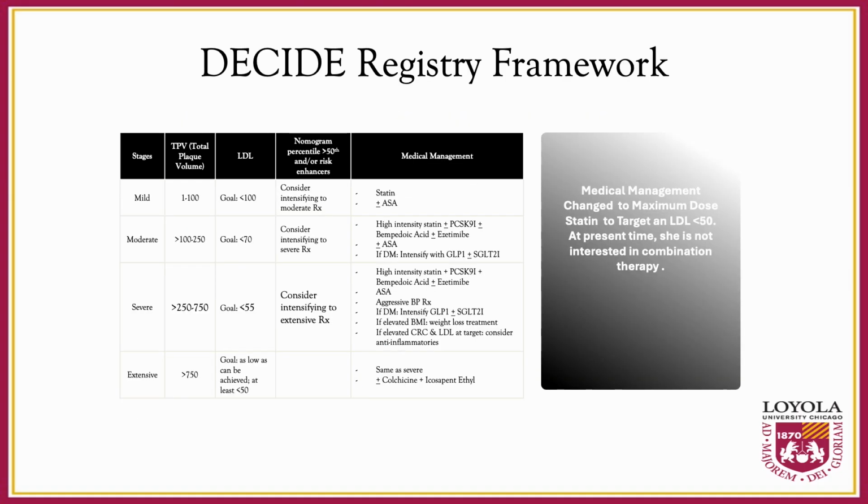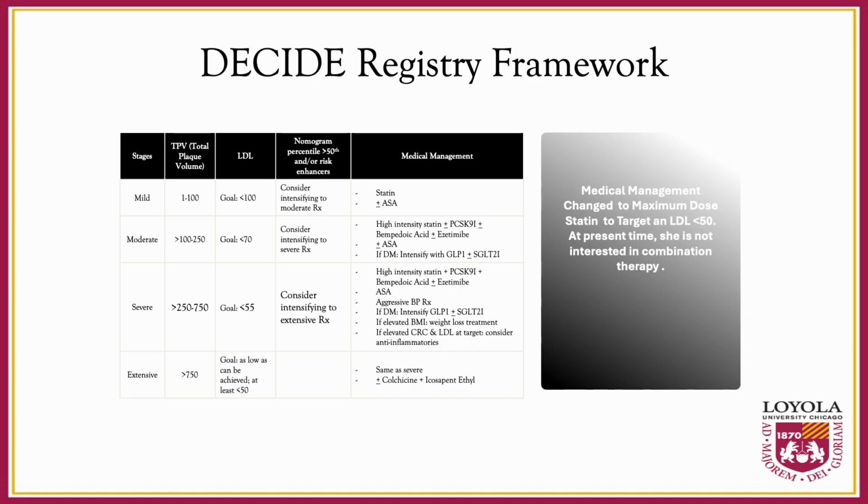Now, based off of this rubric and the DECIDE registry framework, her medical management was changed to a maximum dose statin to target an LDL less than 50. We had discussed combination therapy, and at present time, she wasn't interested in combination therapy and would like to see how low her LDL would get with maximum intensity statin to start. But we'll be discussing further in clinic follow-up.